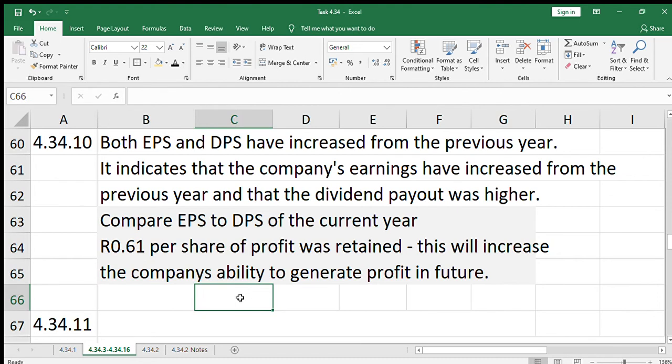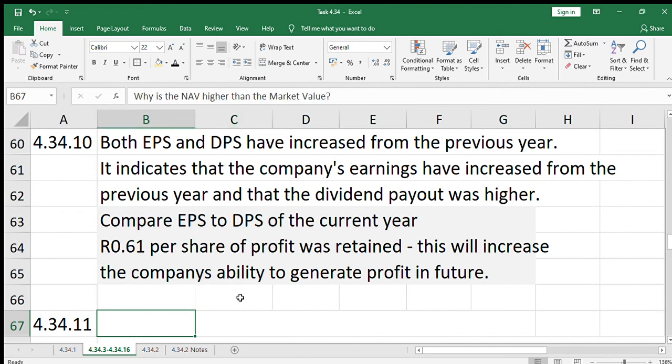Okay, so the members of the company earn earnings per share of 94 cents, but the dividend per share is only 33 cents. That means that they save some of their profits for the future. And then 4.34.11, the price of the share on the JSE on 31st March is 280 cents.